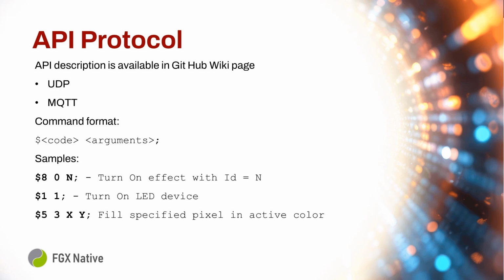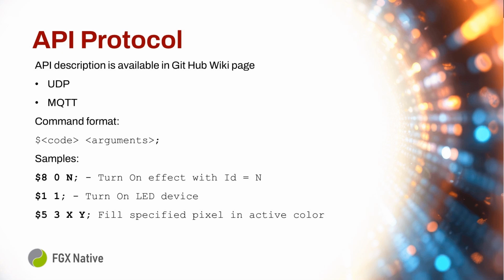Let's start by analyzing the interaction protocol. Two protocols are supported, UDP and MQTT. Although UDP doesn't guarantee the delivery of commands, I chose it because it is easy to use and it doesn't take a lot of time to implement. The command format is the same for all protocols. The command starts with a $, followed by the command code and a list of arguments. The command must end with a semicolon.